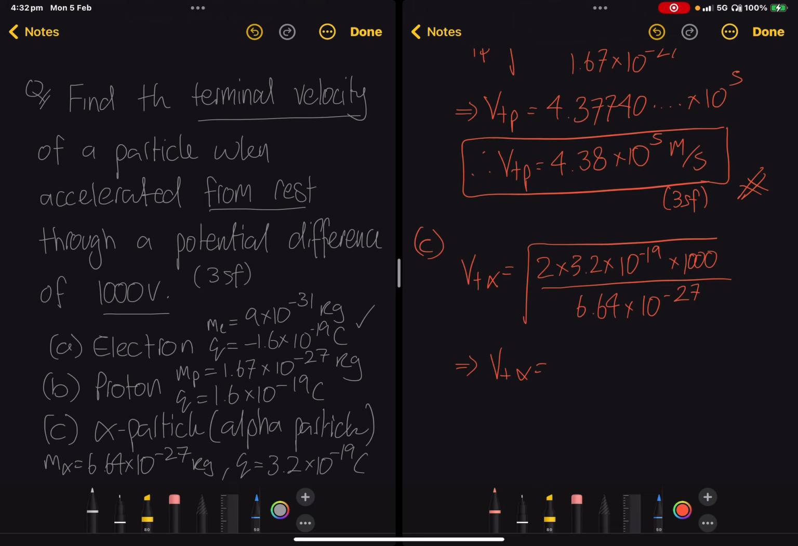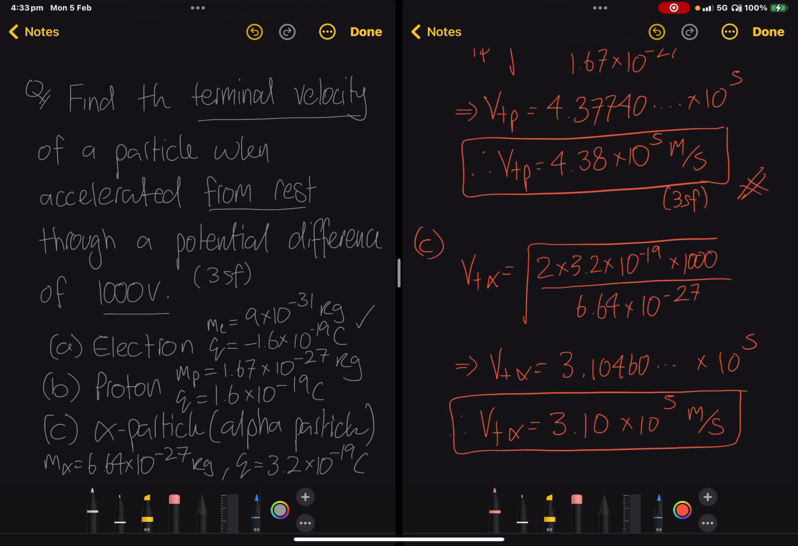So we get, let me check these are right. Okay, 3.10460 times 10 to the 5. So therefore, the terminal velocity of an alpha particle once passed through this potential difference is about 3.10 times 10 to the 5 meters per second. And this answer, again, is to 3 significant figures. So this is how we calculate the terminal velocities of the following particles when accelerated from rest through a potential difference.